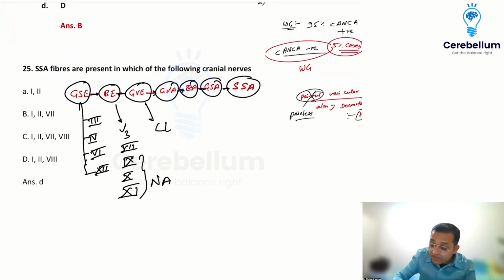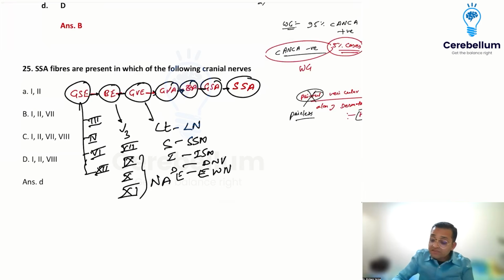Do you remember the mnemonic? Left side, left side. Yes, L for lacrimatory nucleus, S for superior salivatory nucleus, I for inferior salivatory nucleus, D for dorsal nucleus of the vagus, and E for Edinger-Westphal nucleus. Do you remember? Yes, this lacrimatory nucleus is causing the lacrimation. It is part of the facial nerve. Superior salivatory nucleus, yes, it is again part of the facial nerve. Inferior salivatory nucleus is the glossopharyngeal nerve. Dorsal nucleus of the vagus, the 10th nerve. This is the third cranial nerve.